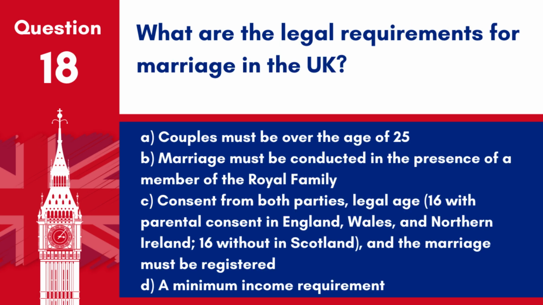Question 18. What are the legal requirements for marriage in the UK? A. Couples must be over the age of 25. B. Marriage must be conducted in the presence of a member of the royal family. C. Consent from both parties, legal age, 16 with parental consent in England, Wales and Northern Ireland, 16 without in Scotland, and the marriage must be registered. D. A minimum income requirement.